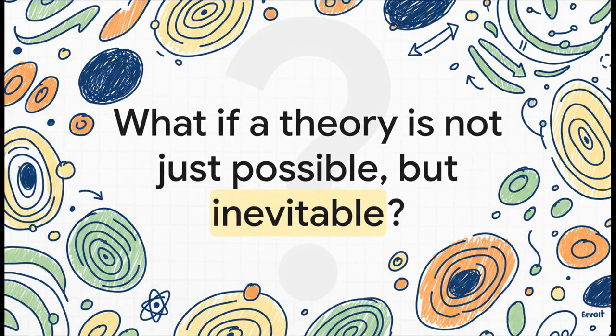So we're left with this final, really provocative question. Most physical theories are built by trying out lots of different ideas and seeing what sticks. But this approach suggests that if your foundational axioms, your starting rules, are correct, then the math might be completely locked in from the start. So what does it mean for a physical theory to be not just a possible description of reality, but an inevitable consequence of its own internal logic? That's a pretty deep thought to end on.